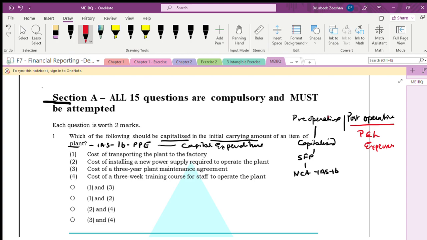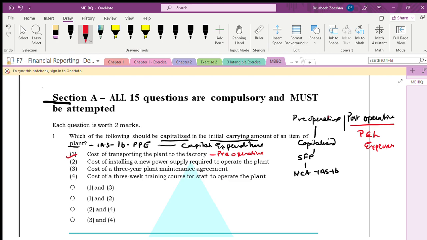Now, based on that, they have given us 4 different options. Cost of transporting the plant to the factory. Yes, it is pre-operative. When it is transferred, it will add to the cost of the plant. Still, it is not in operation. We have to take it.